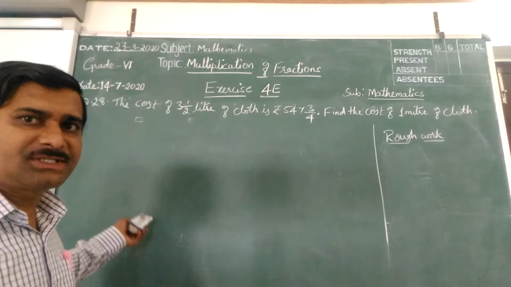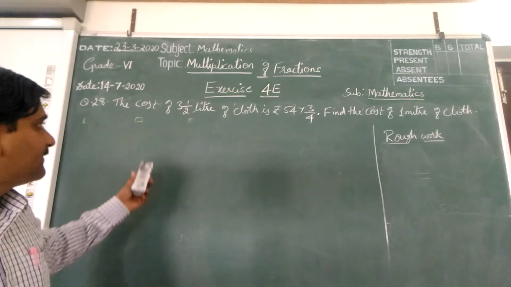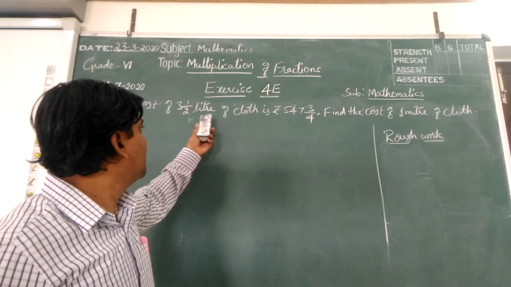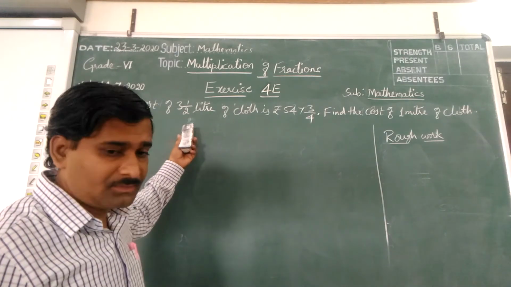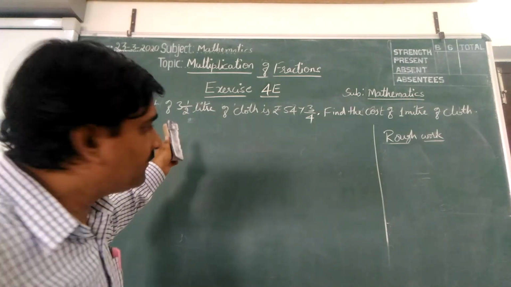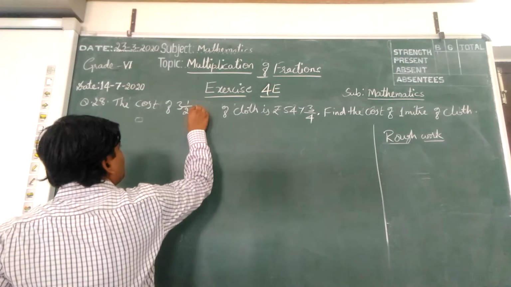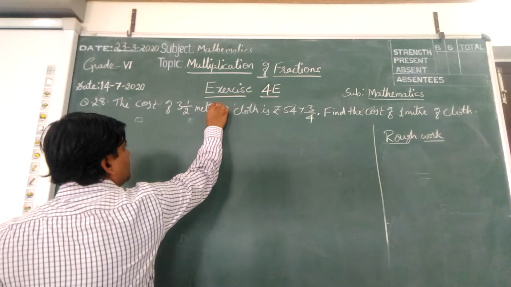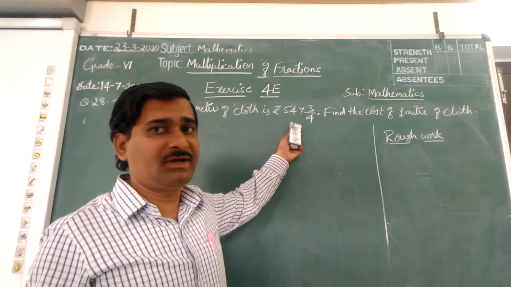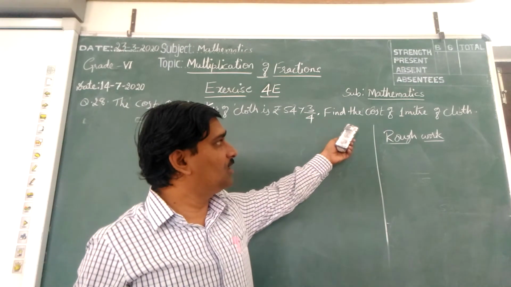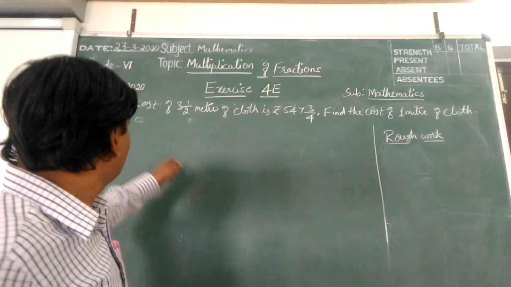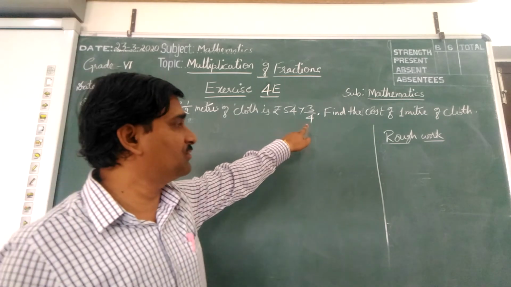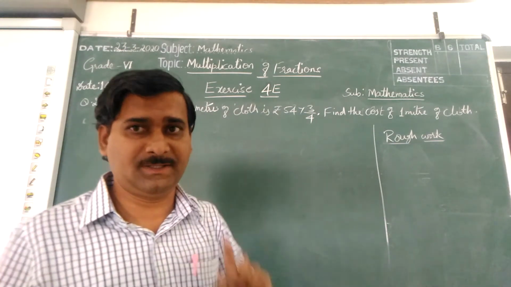Okay children, let us move towards the next question. Question number 28. The cost of 3.5 meters of cloth is rupees 547 3/4. Find the cost of 1 meter of cloth. The cost of 3.5 meters is given as 547 3/4; you should find out the cost of 1 meter.